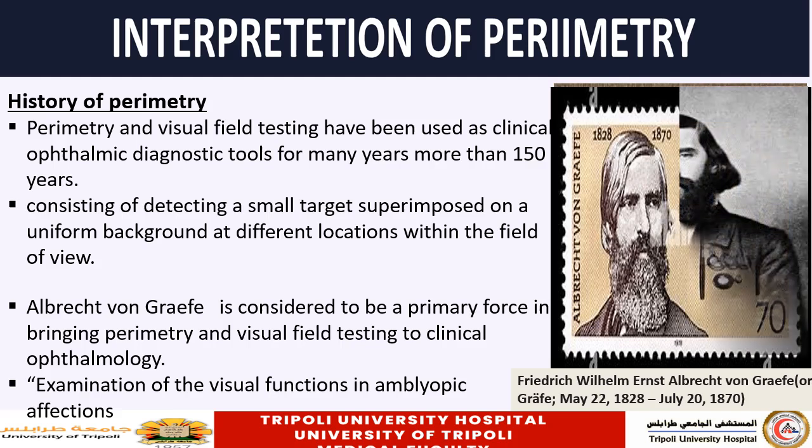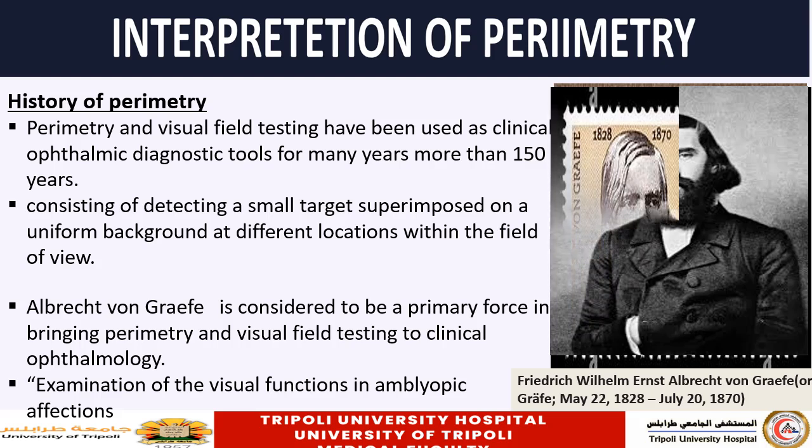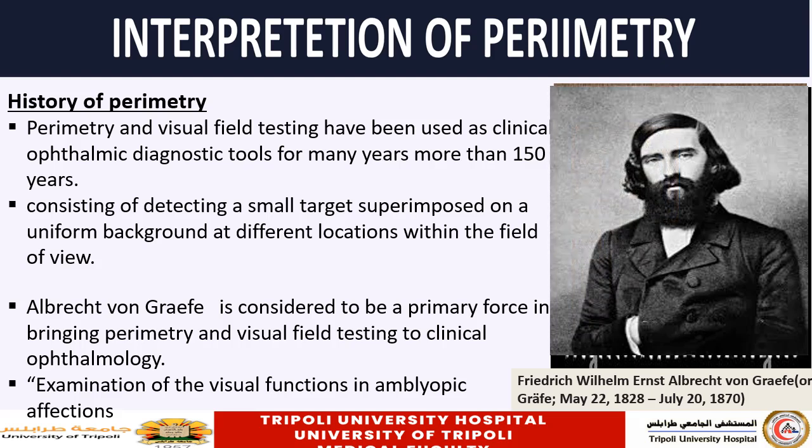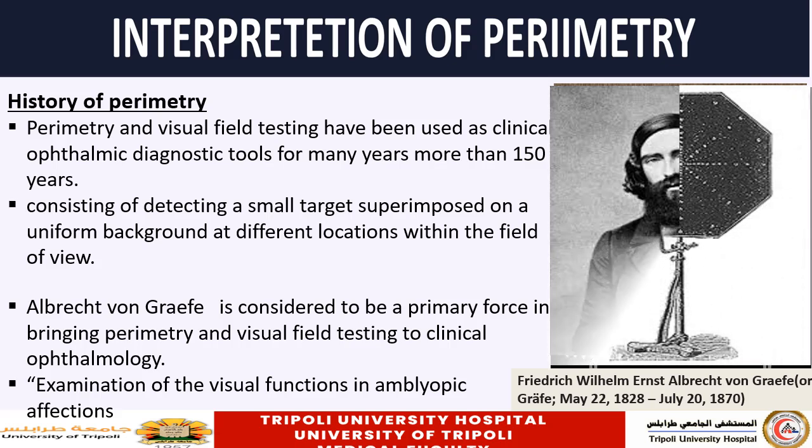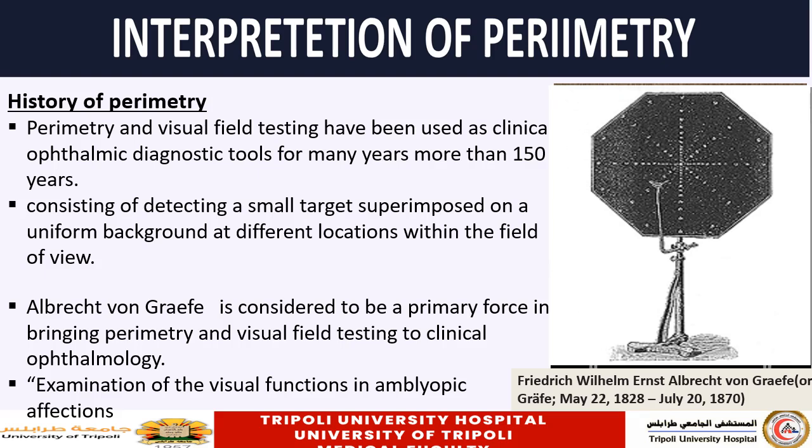And if we want to speak about the prime mover responsible for perimetry, it is Albrecht von Graefe, the German scientist, who was born in 1828. He was a young scientist who had a lot of innovations in this field. He published an article on the examination of visual function in amblyopic affections, at the age of 28.